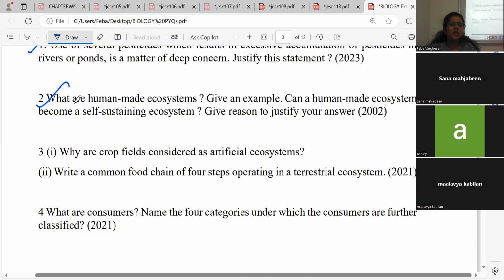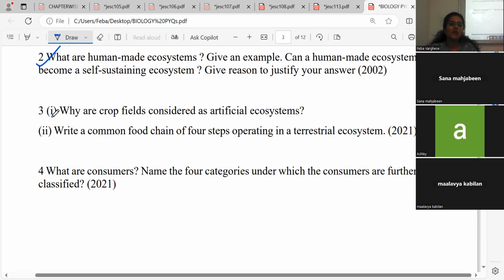Now, the second question: what are human-made ecosystems? Give an example. Aquarium or a crop field. Can a human-made ecosystem become a self-sustaining ecosystem? No, it can't, because there will not be any natural detoxifiers. For example, in an aquarium, there are no decomposers. Okay, so the toxins are going to get accumulated over there, and if we're not cleaning it on a regular basis, it can lead to the death of all the individuals, all the fishes in the aquarium.